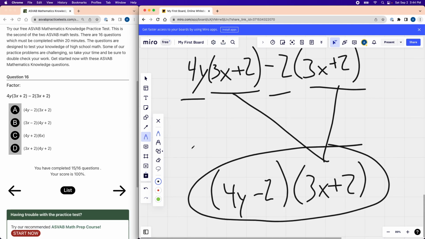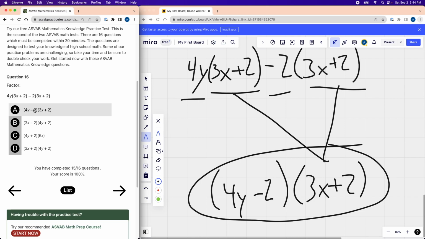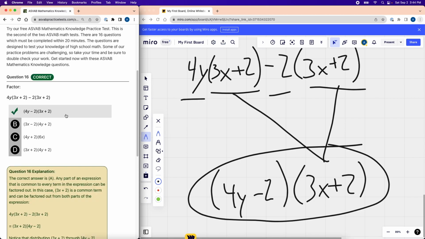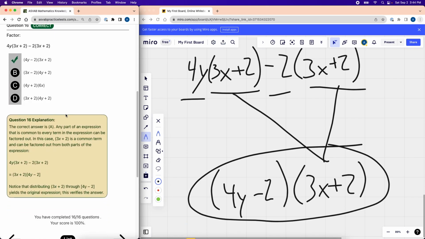It's going to be 4y minus 2 times 3x plus 2. That happens to be answer A there, right? 4y minus 2 times 3x plus 2. Yeah, that should be A. And I click that, and that is the correct answer.